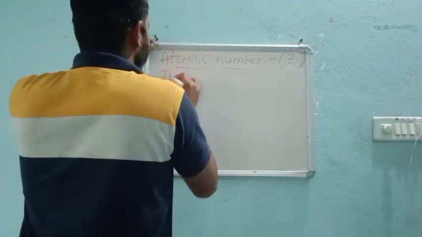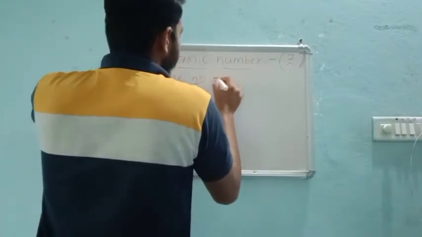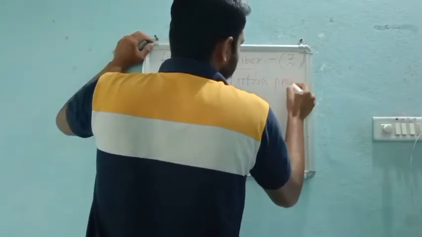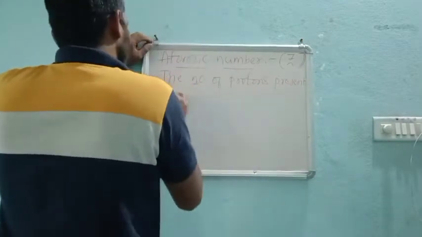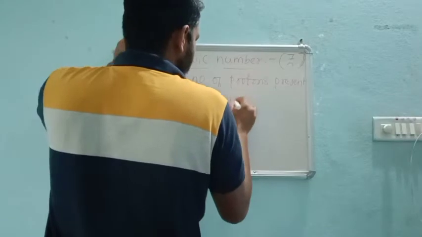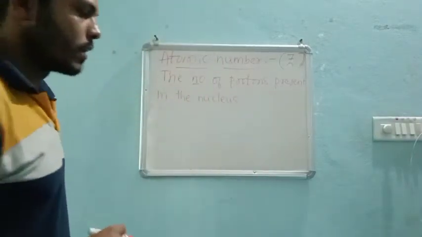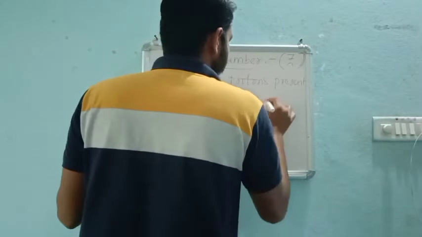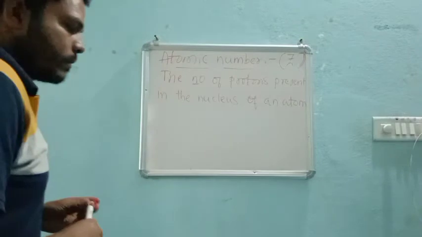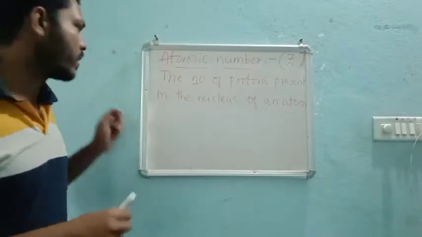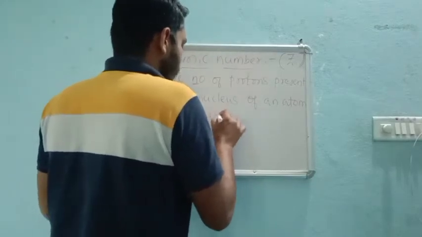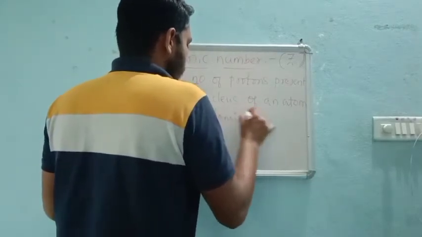The number of protons present in the nucleus of an atom is called the atomic number.